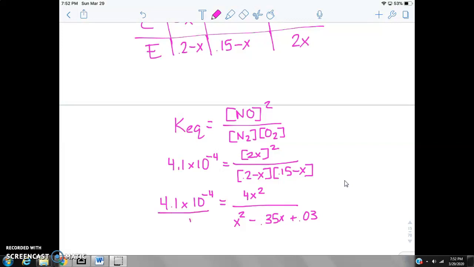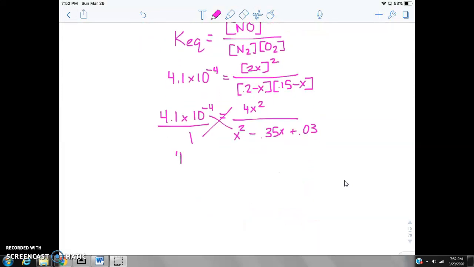If I put this over 1, I can actually cross multiply. So 4x squared times 1 is 4x squared. Now this 4.1 times 10 to the negative 4 is going to have to get distributed to every term in this big long thing down here. Okay, so this is going to take a little bit of time. You guys should maybe be pausing the video and seeing if you get the same thing as me when you distribute.